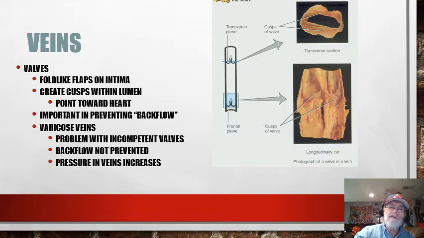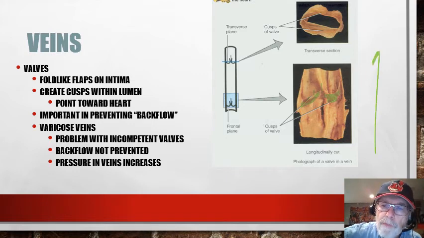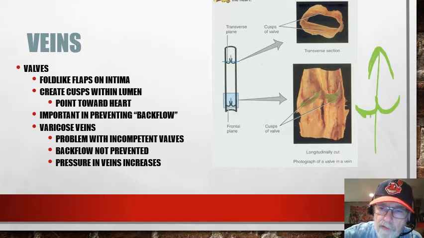Veins have valves on the inside of them, okay? And that's these little things that we see right here. There's a valve here, there's a valve here, okay? They're fold-like flaps on the intima, okay, that come up. And what they do is they create a cusp, okay? If you look, the blood in this case would be going up this way. So these cusps would go this way and this way. There'd be part of the valve over here, part of the valve over here, okay?